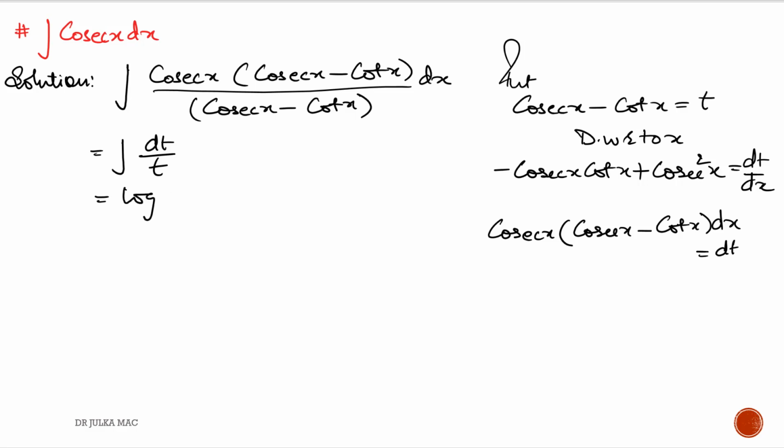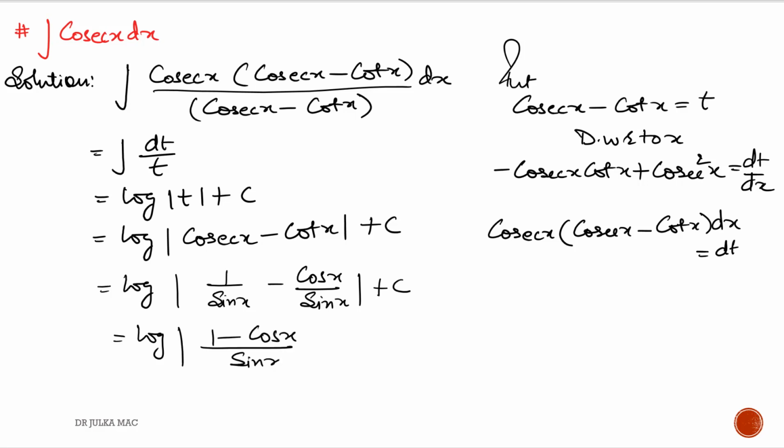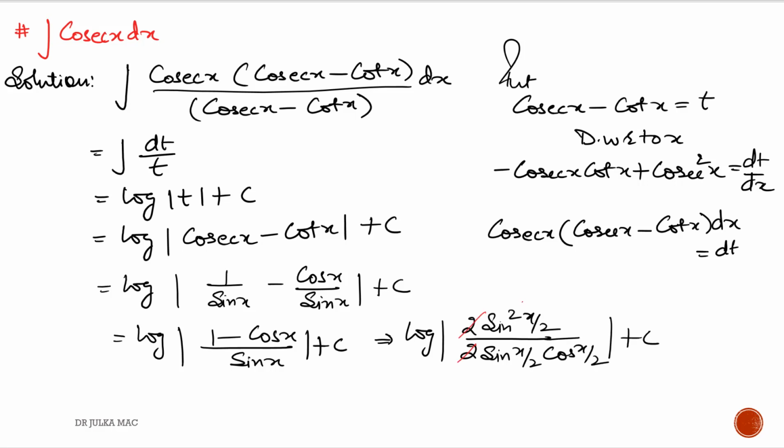Integration of 1 by t is log mod t plus c. Replace t by cosecant x minus cot x. So the answer is log in mod cosecant minus cot. Cosecant x is 1 upon sin x and the cot x is cos x upon sin x. Take LCM sin x. So we have log in mod 1 minus cos x upon sin x. 1 minus cos x is 2 sin square x by 2 and sin x is 2 sin x by 2 cos x by 2. 2 cancel by 2 and sin cancel by sin. So we have log in mod tan x by 2 plus c.